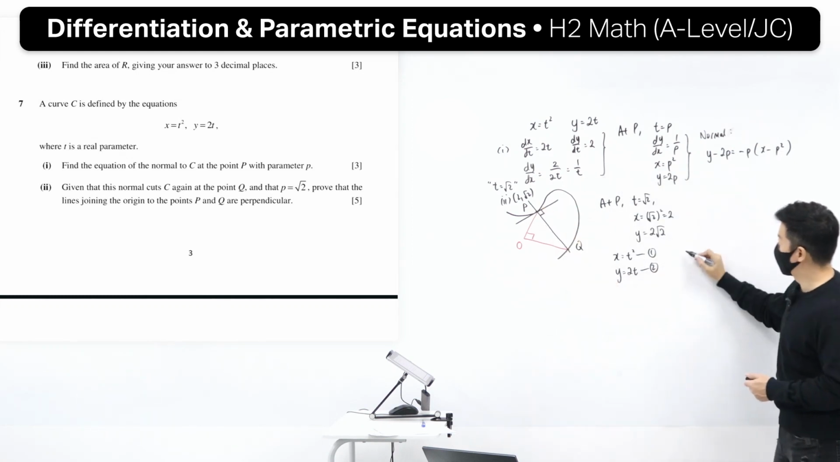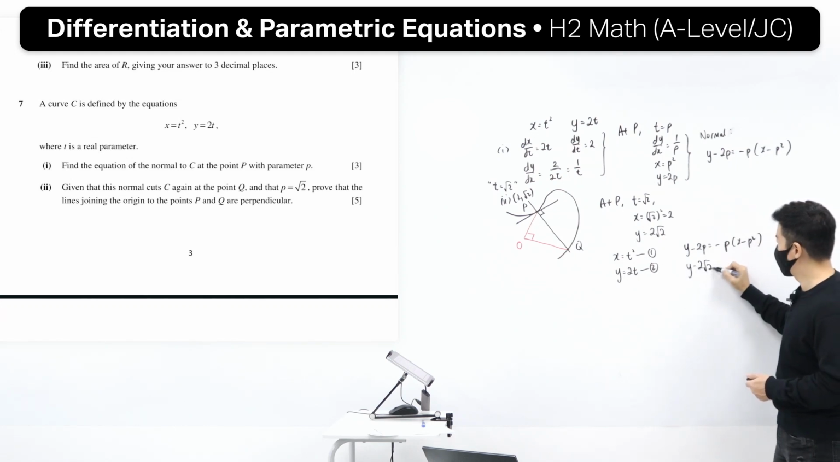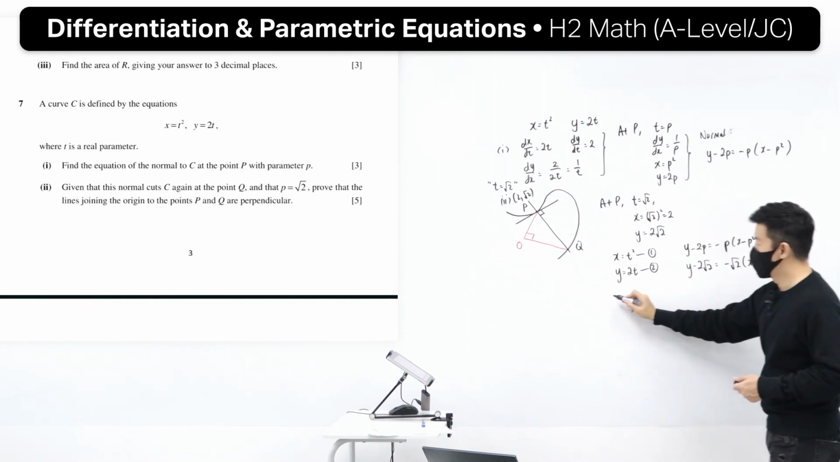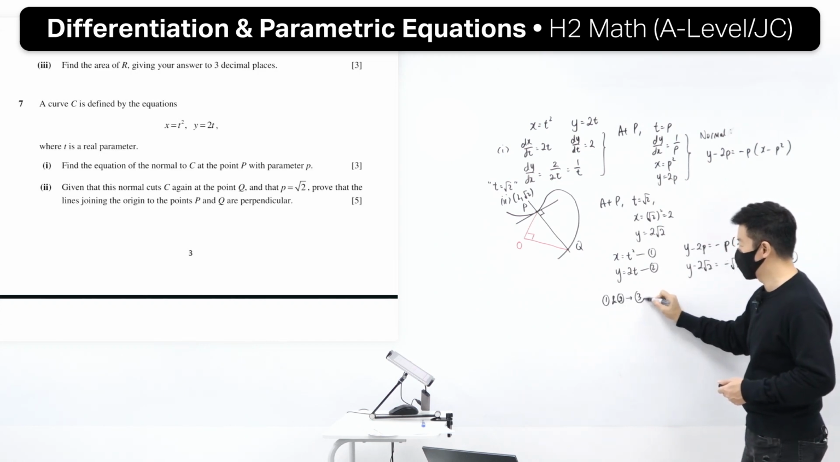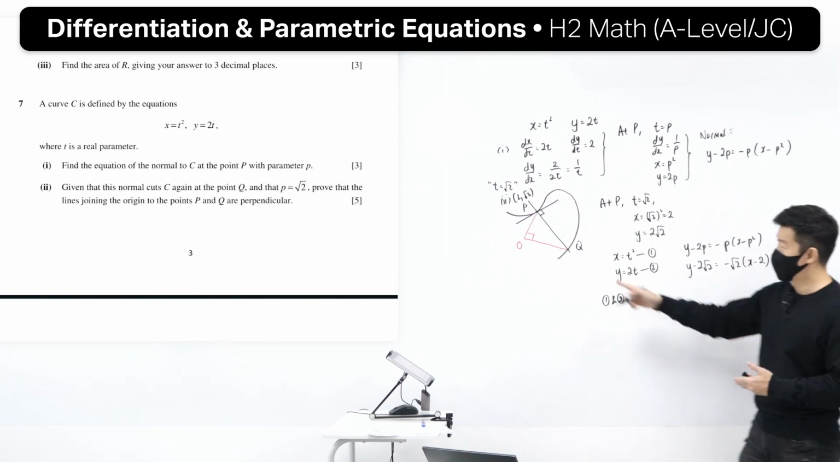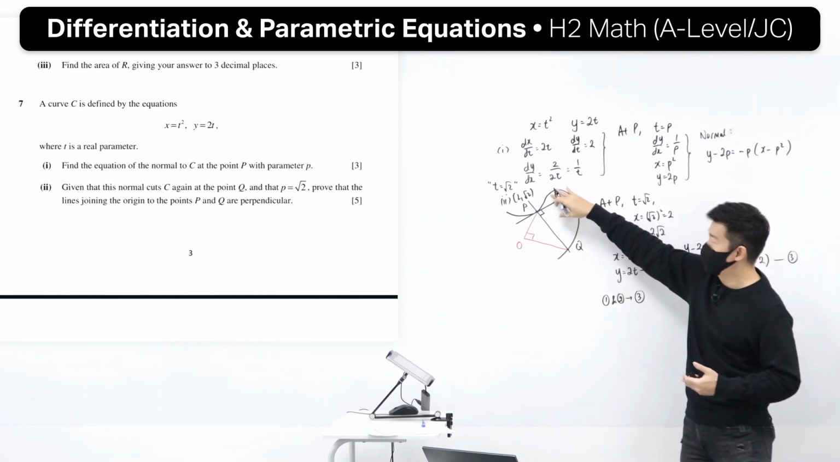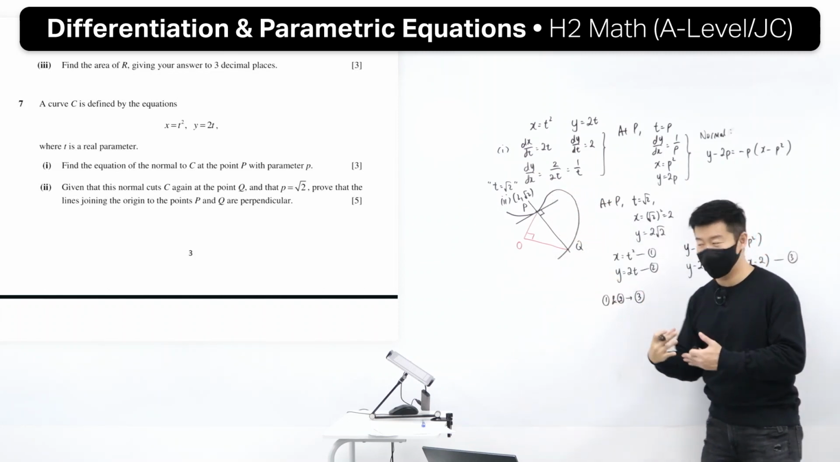And for the normal, I'm going to call it equation number 3: y minus 2p is equal to minus p times (x minus p squared), which is y minus 2 square root of 2 is equal to minus square root of 2 times (x minus square root of 2 squared, which is 2). This will be my equation number 3. Solving simultaneous equations, I'm going to sub equation number 1 and equation number 2 into equation number 3. At this point they happen simultaneously. These two represent the curve. This represents the line. These three equations must hold simultaneously.